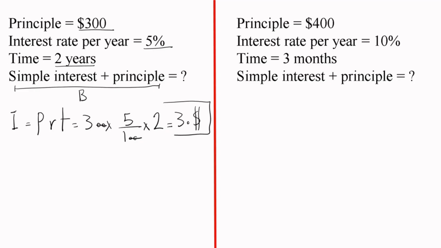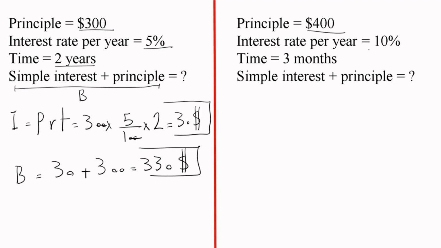But the question does not want the interest. It wants the balance. Simple interest plus principal. So I'm going to have simple interest is $30 and the principal is 300. So I'm going to have $330 after 2 years. Next example, we have the principal, interest rate, and time, which is months.